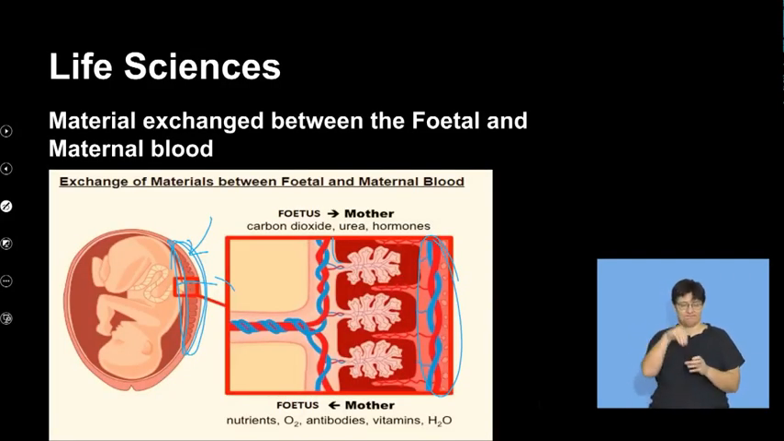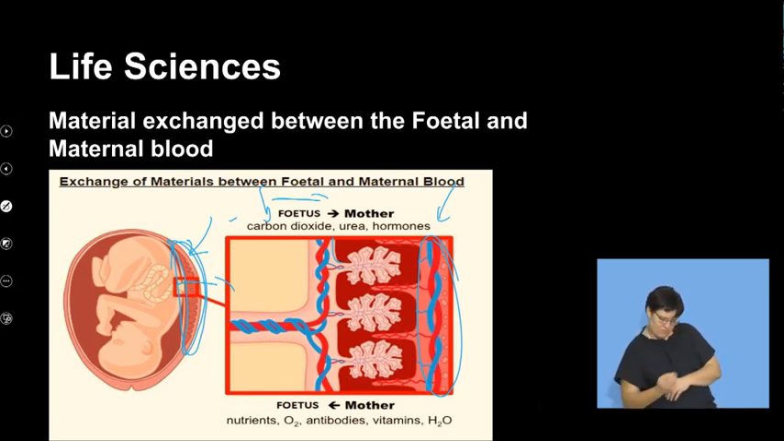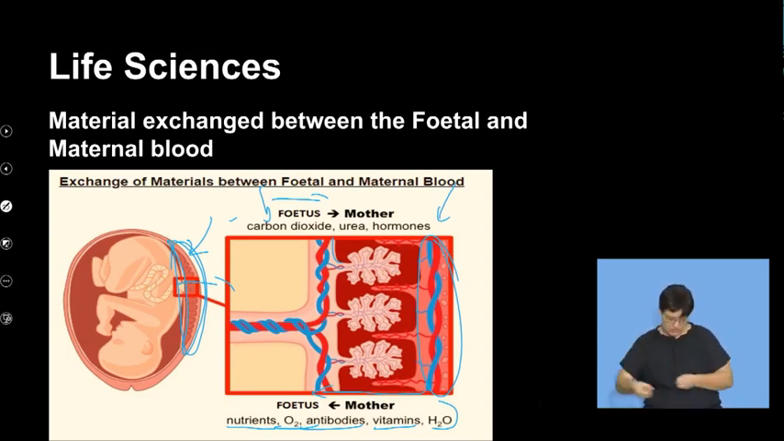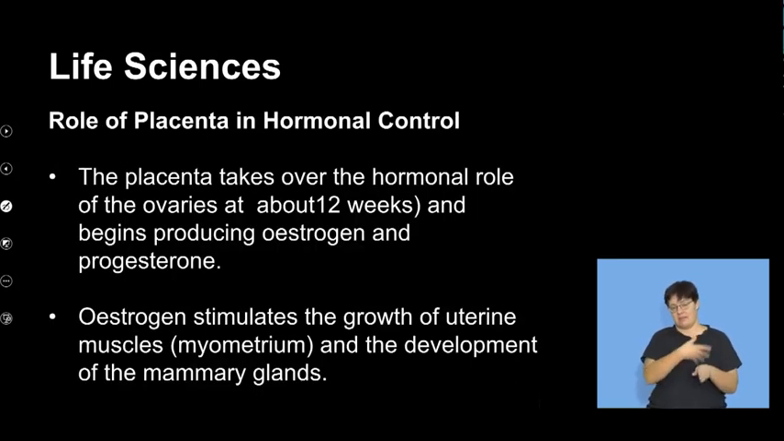So this image encapsulates what we've just discussed. So we're seeing that this is the fetal blood supply, and we're seeing the maternal blood side here, and we're looking at how the diffusion of carbon dioxide and urea occurs from the fetus to the mother, and below this we see the diffusion of nutrients, oxygen, antibodies, vitamins and water from the maternal blood supply into the fetus. And this is an important process that ensures that the baby remains healthy, waste products are removed, and can achieve the correct development through the exchange of nutrients and waste products between the fetal and maternal blood supply.